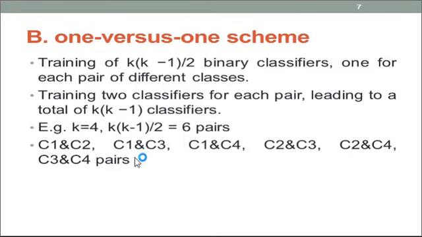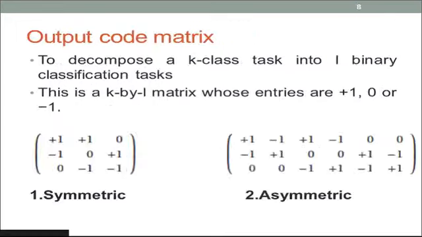Now for this one versus one scheme, we have two possible output code matrices, called symmetric and asymmetric classification schemes. If you see the symmetric one, in the first classifier the first class is positive, the second class is negative and the third class is don't care, which is 0. The second classifier classifies the first class as positive, the second class as 0 and the third as negative. The third classifier classifies the second class as positive and the third class as negative, while the first class is don't care.